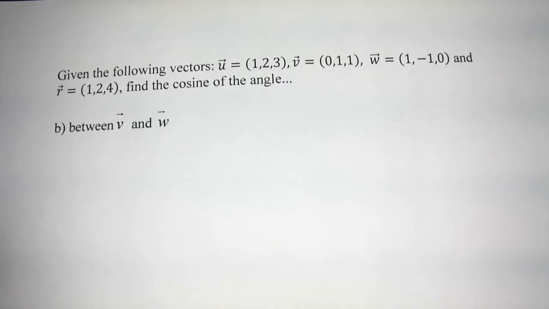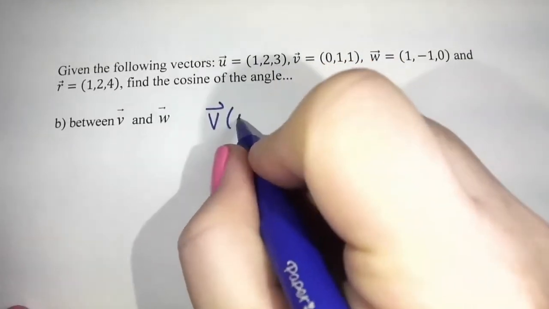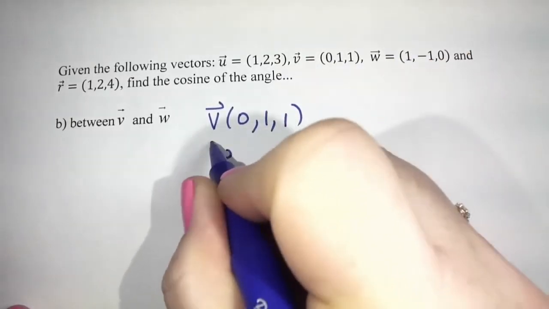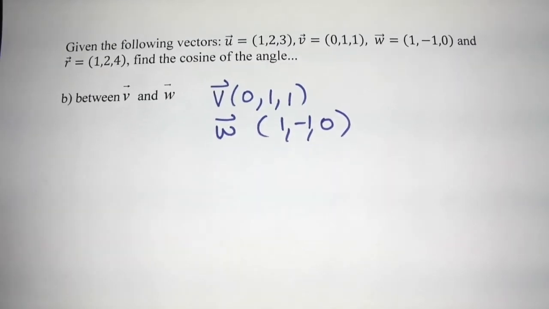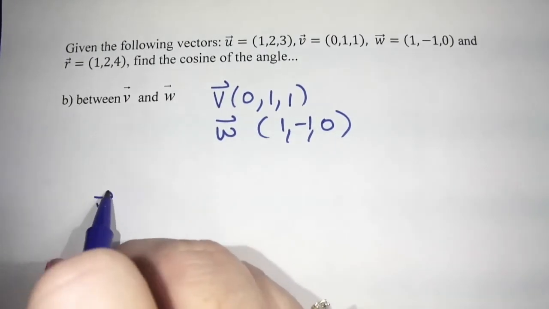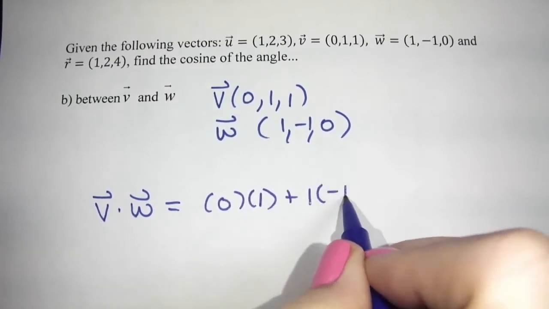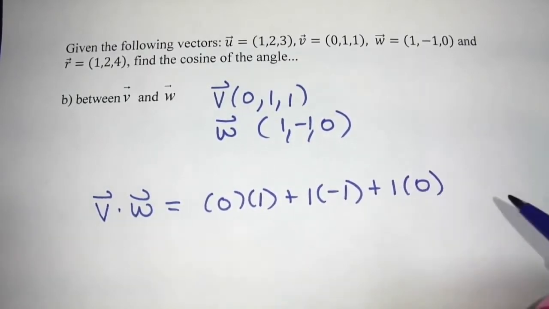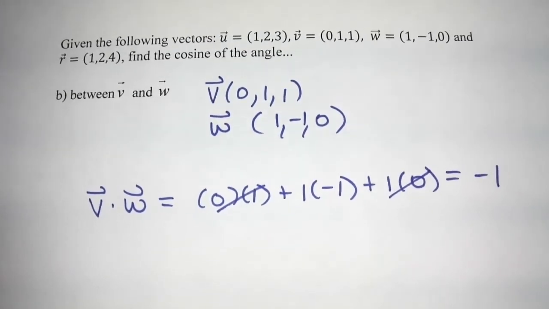Okay, in part B, we're just going to practice it one more time. Different numbers here. So v is again 0, 1, 1, and w now is 1, negative 1, 0. So again, go ahead and pause the video. Work out what you think your cos theta will be equal to here. First we need the dot product. So we get 0 times 1 plus 1 times negative 1 plus 1 times 0. Those are both 0, so we just get negative 1. So that's going to be on the top.